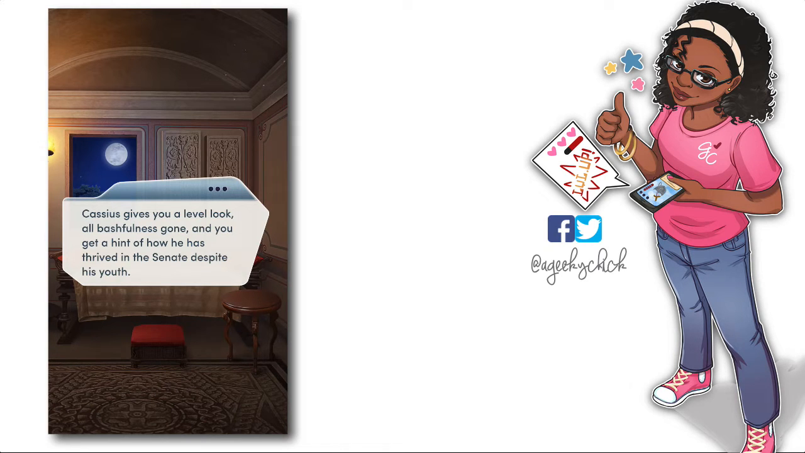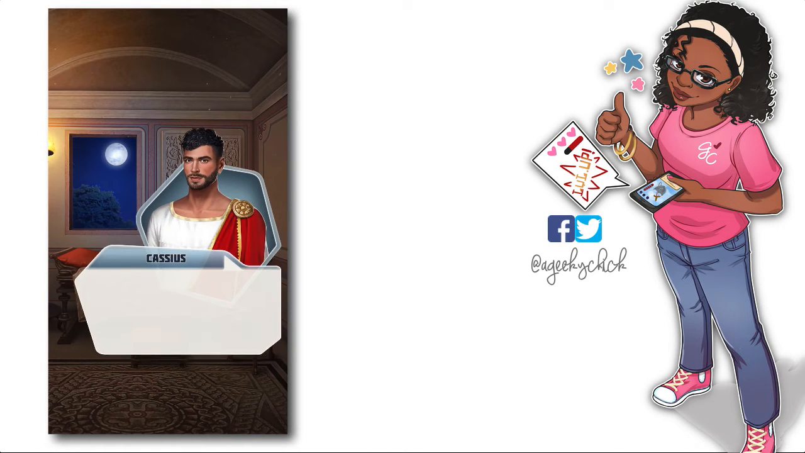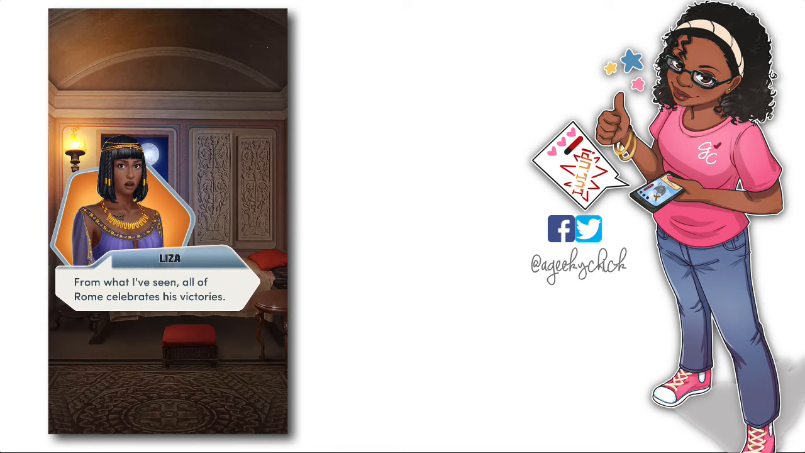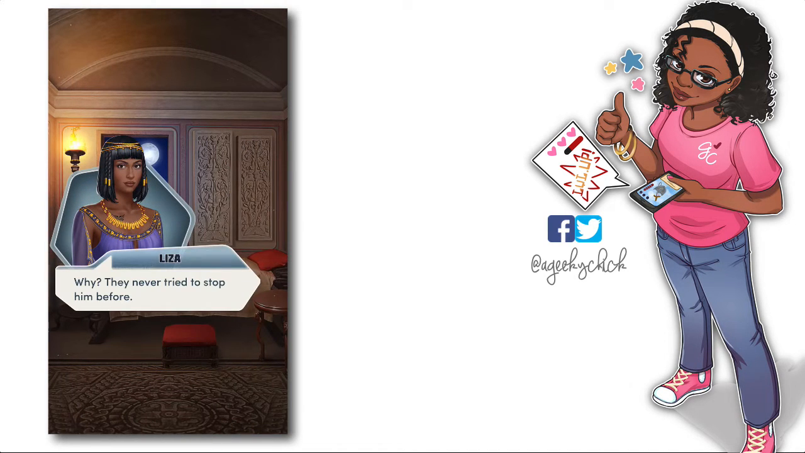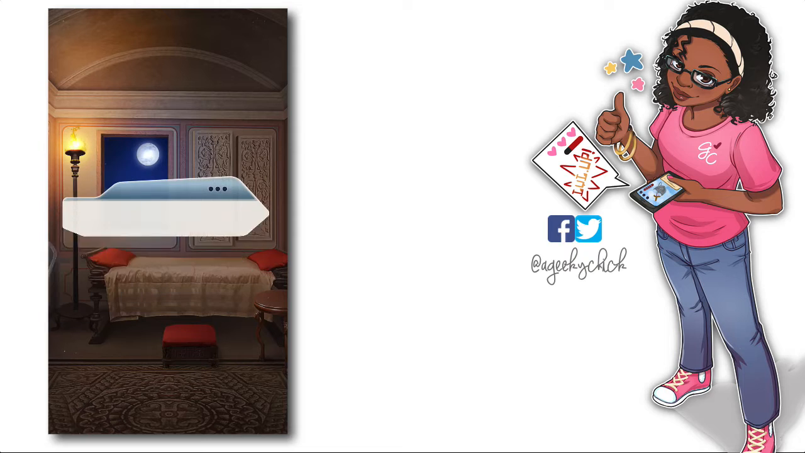Cassius gives you a level look, all bashfulness gone, and you get a hint of how he has thrived in the Senate despite his youth. I hope you know the Senate never ordered Caesar to invade Gaul. He did it against our wishes, to build his personal power. From what I've seen, all of Rome celebrates his victories. The people love him. He gives them a taste of glory and conquest. But in the Senate, not everyone likes the power he's building. Why? They never tried to stop him before.